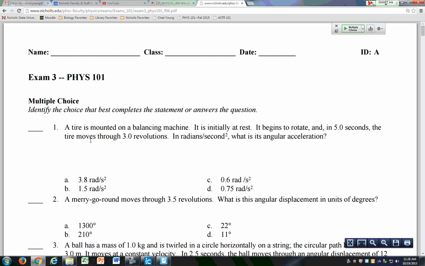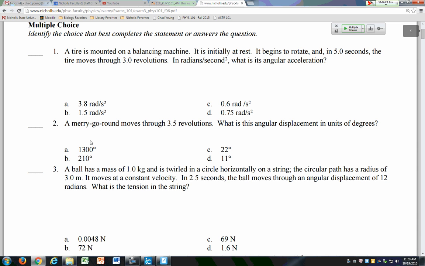A tire is mounted on a balancing machine. It's initially at rest. It begins to rotate. In 5 seconds, the tire moves through 3 revolutions. In radians per second squared, what is its angular acceleration? So you look at this, and the first thing you want to see is that the units are sort of mixed up. This is Fall 06, Exam 3.